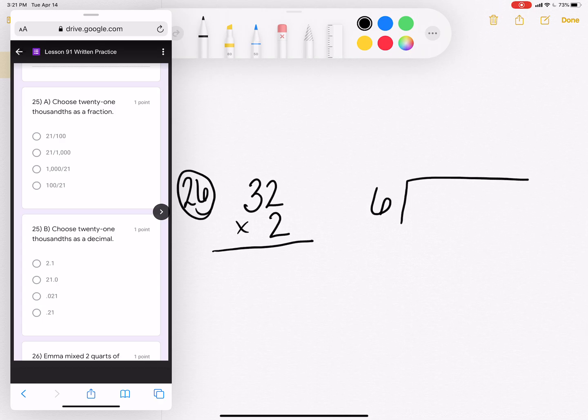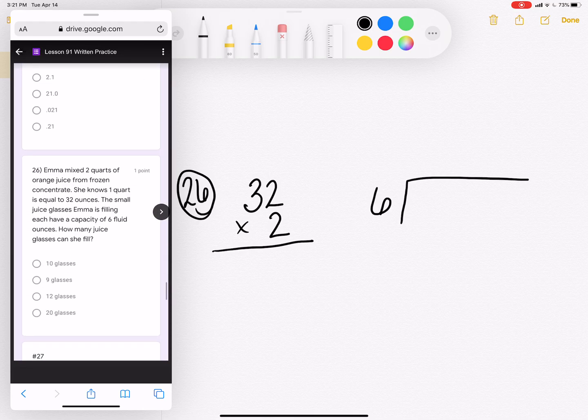26. Emma mixed 2 quarts of frozen orange juice from frozen concentrate. She knows 1 quart is 32 ounces. The small juice glasses Emma is filling have a capacity of 6 fluid ounces. How many glasses can she fill? So first let's multiply to find out how many ounces would be in 2 quarts. 32 times 2 would be, 2 times 2 is 4, 3 times 2 is 6. That's 64 ounces. So how many 6-ounce glasses can she fill?